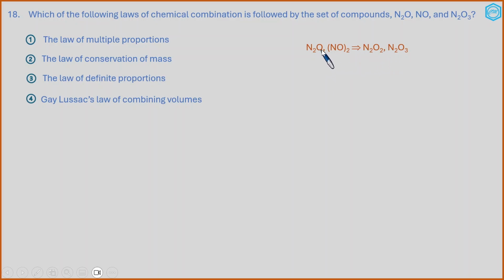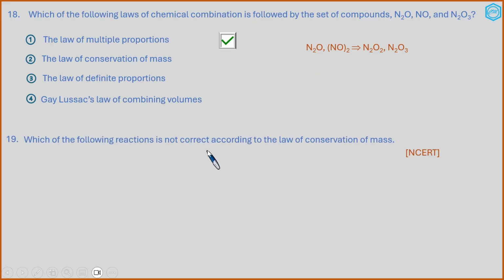But the amount of oxygen varies: 1 oxygen here, 2 and 3. So the different elements combined with a fixed amount of the other bear a simple ratio. Therefore, these 3 compounds explain the law of multiple proportions.